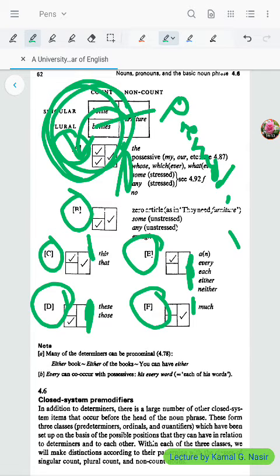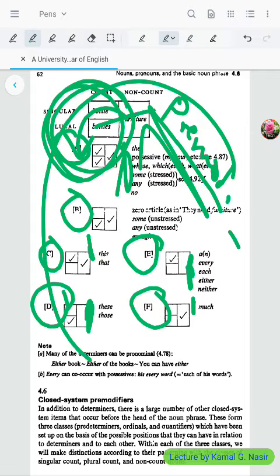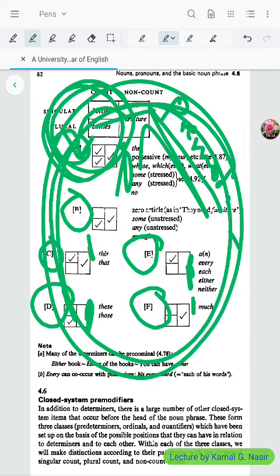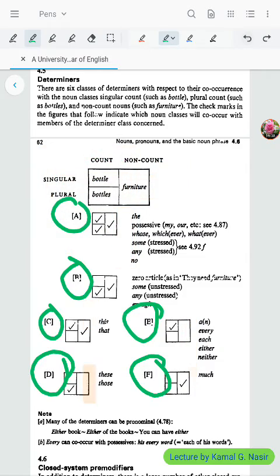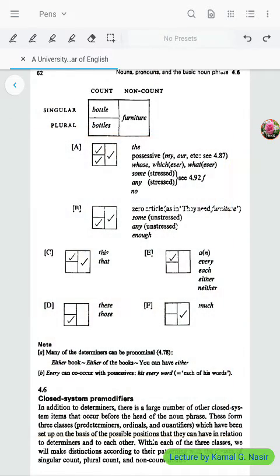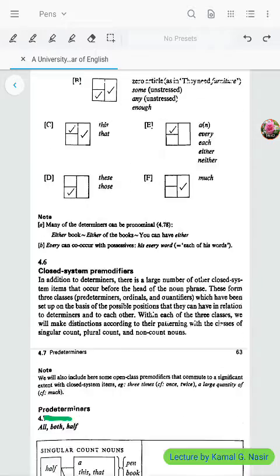The second type is ordinals, and the third type is quantifiers. This is for the pre-modifiers. Good. The first type is the predeterminer. We said that they come before the determiners. What comes before them is called the predeterminer. Good. Look well.